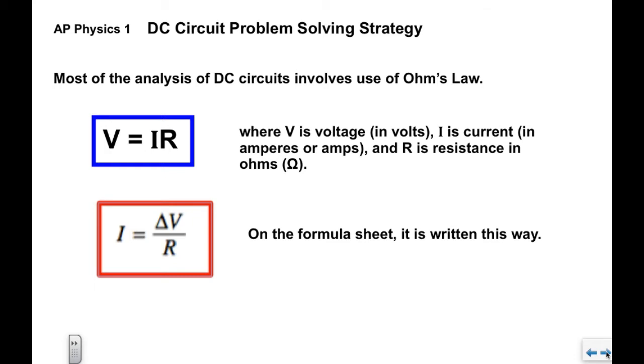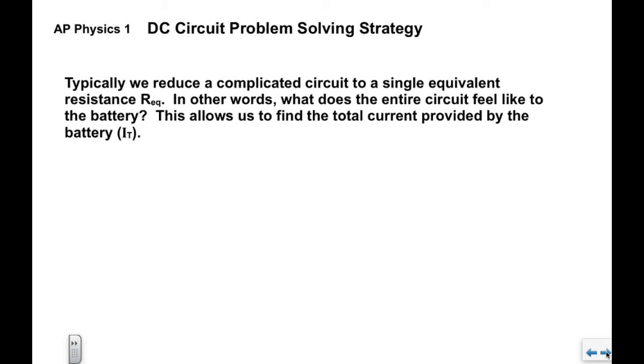across a given resistor. Now typically what we want to do is reduce a complicated circuit to a single equivalent resistance, which effectively tells us what the entire circuit feels like to the battery. This allows us to find the total current provided by the battery, which we call I sub t.